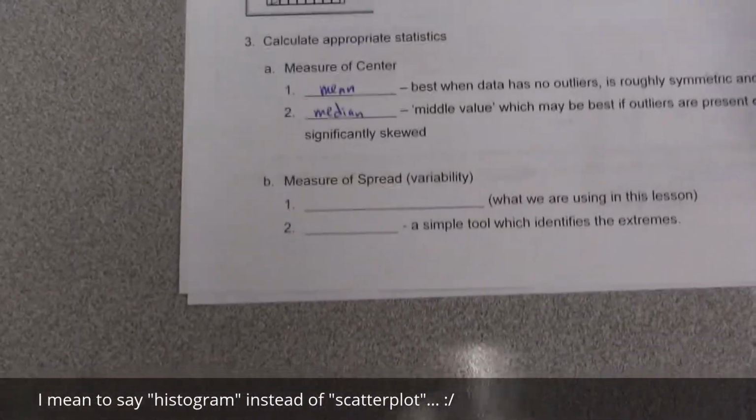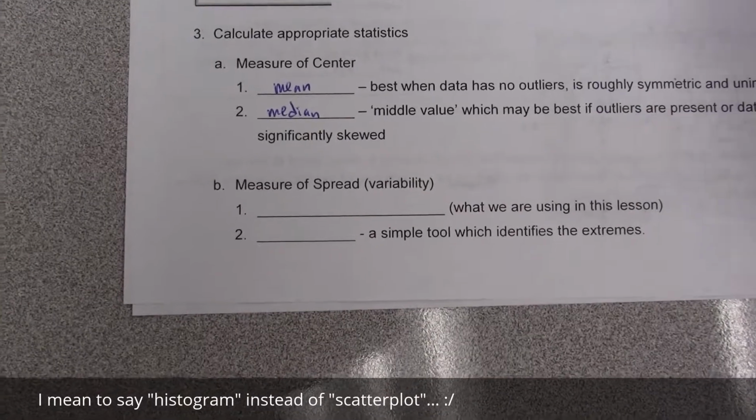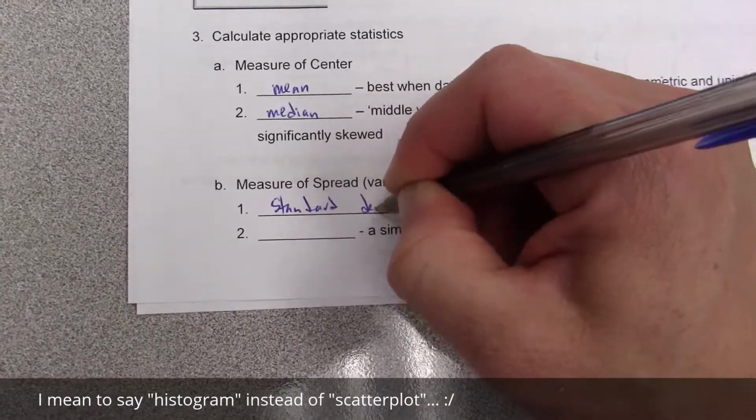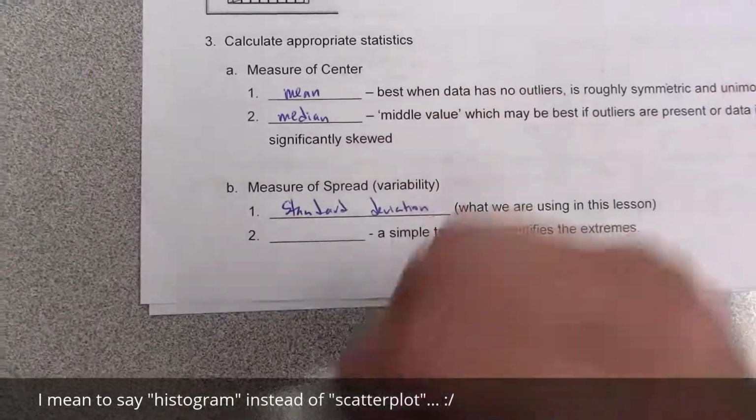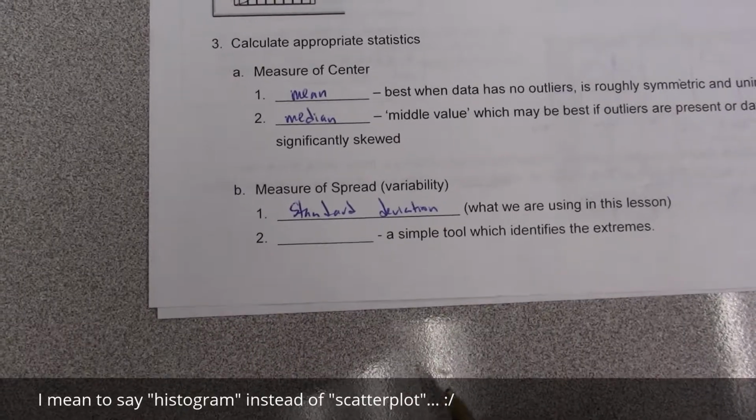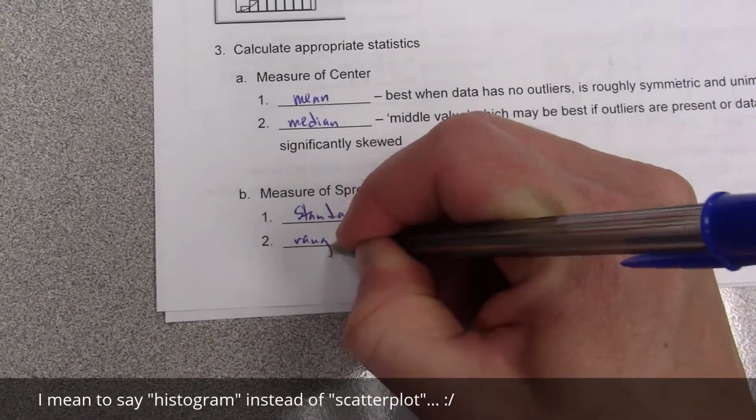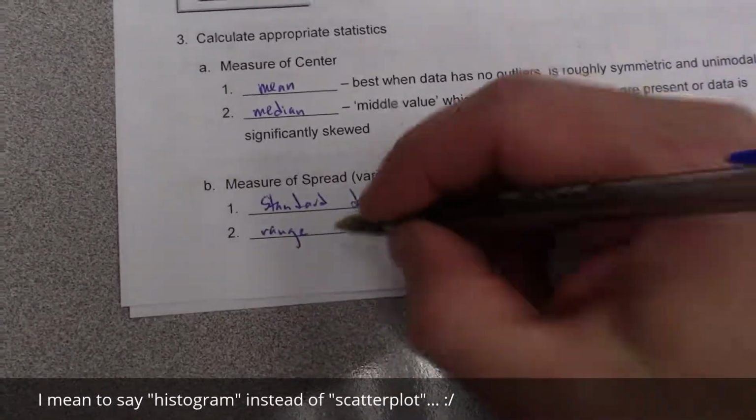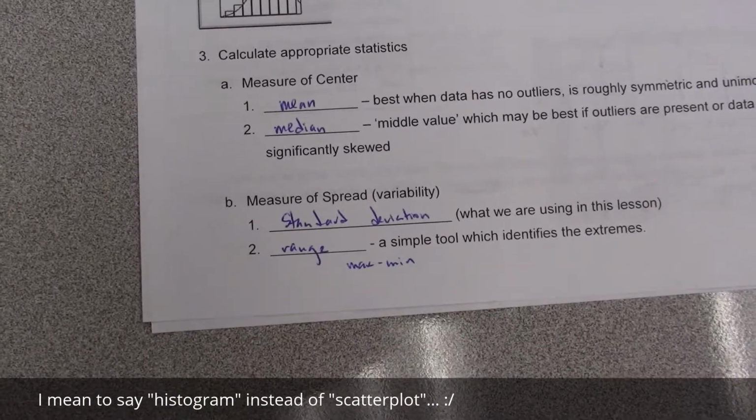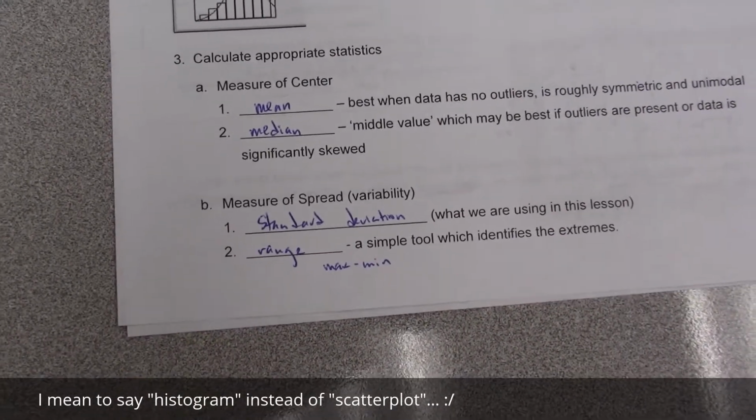When we are talking about measures of spread or measures of variability, we mentioned in this lesson standard deviation, which is a more complicated measure of spread. What you've probably used in the past to measure how wide a data set is is to simply look at the range, which is just the maximum value minus the minimum value, and that'll give you a very basic overview of whether this data is grouped really closely together or spread pretty far apart.